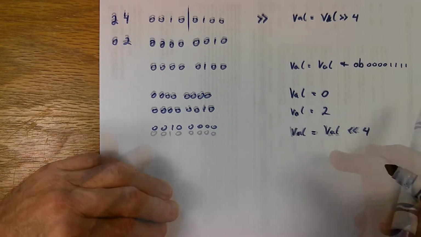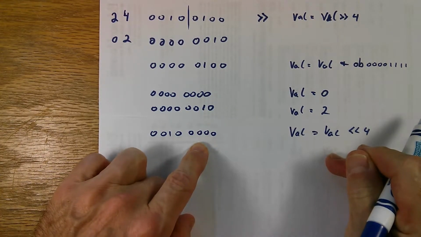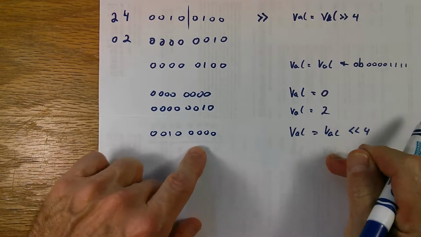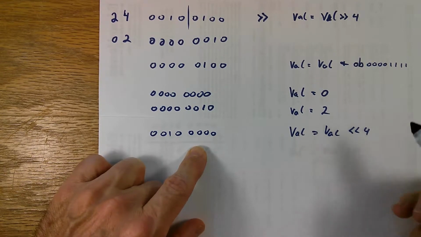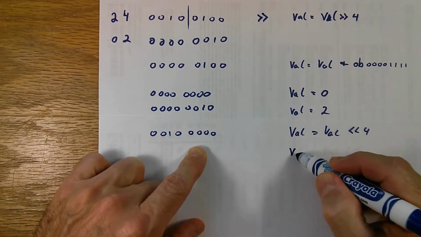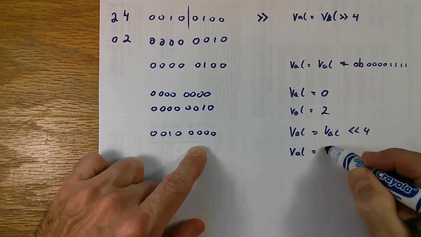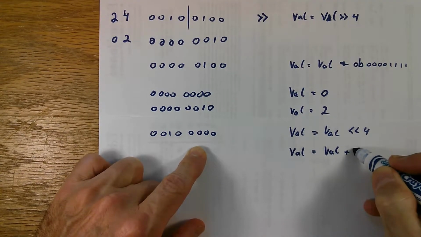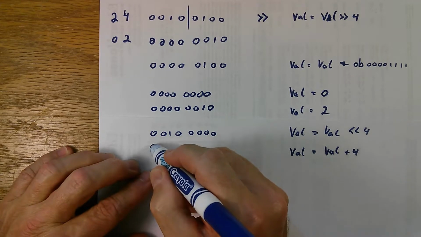Zero, zero, zero. If I want to put the 4 down in here, I could do it by simply adding. So I can add 4 to it. Val equals val plus 4. So it'll look like this.